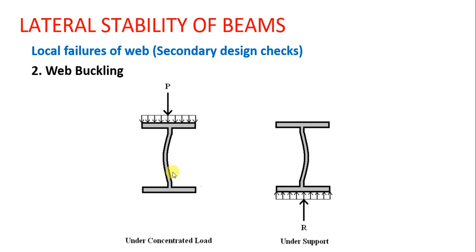So these are the 2 types of local failures. One is web crippling, which occurs at these junctions. It occurs at the top under the point load and it occurs at the bottom at the supports. So this is web buckling. This also occurs at 2 points, at the point where the concentrated load is acting and the other at the support.